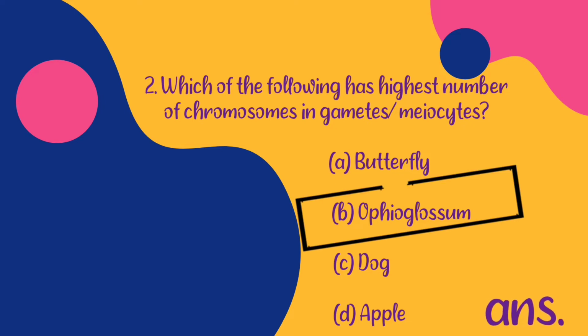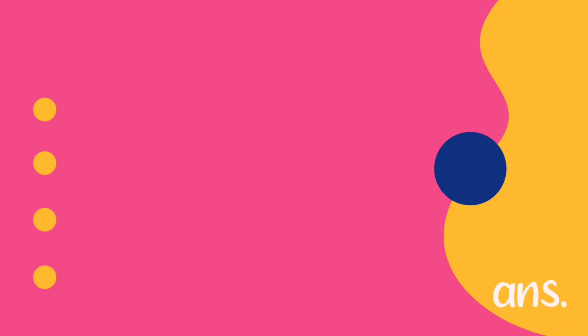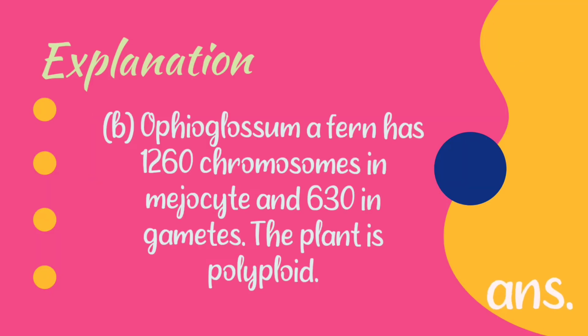And the answer is B. Ophioglossum. Explanation. B. Ophioglossum of fern has 1,260 chromosomes in myocyte and 630 in gametes. The plant is polyploid.